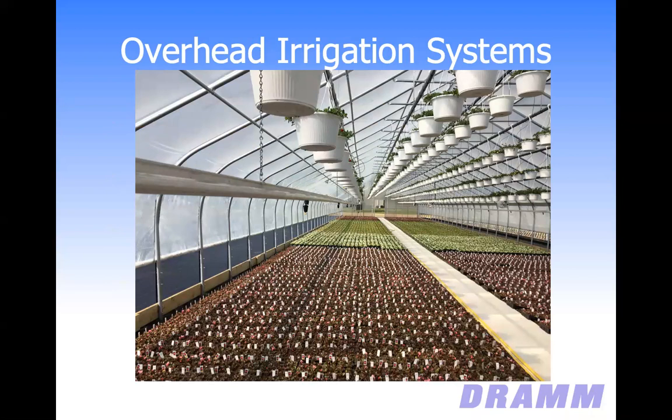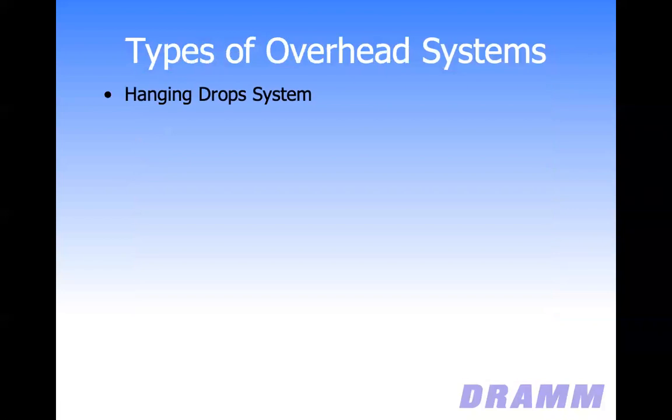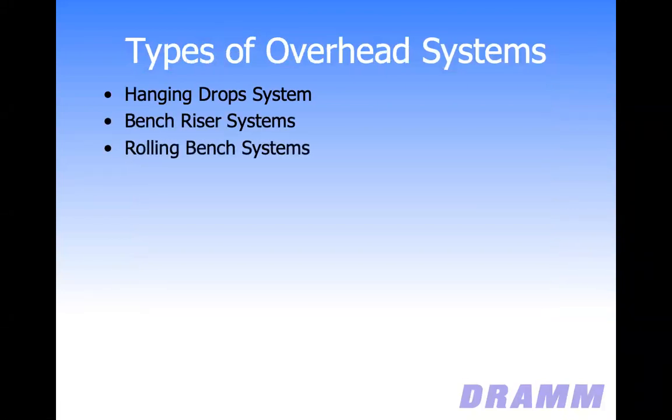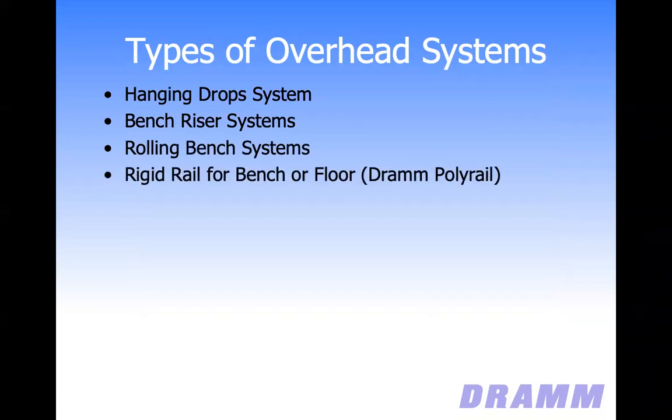So we've talked a little bit about drippers for baskets and for on the bench, but I want to get into some overhead systems. These are all money and labor-saving ways of getting your plants watered. It's just deciding the best way to do it based on the layout of your facility if you're a grower or a retailer. So there are lots of different types of overhead systems: hanging drop, bench riser, rolling bench systems, rigid rail for bench or floor, boom systems that are out there, and of course sub-irrigation.